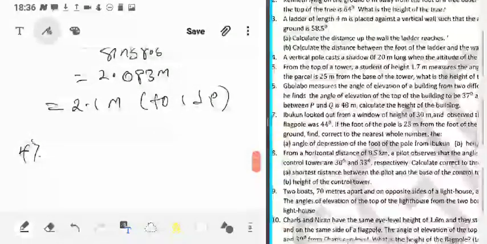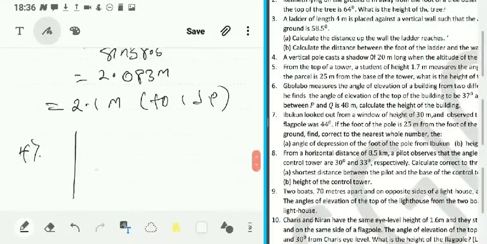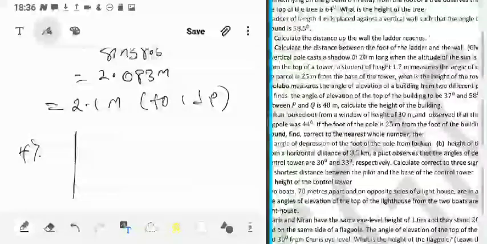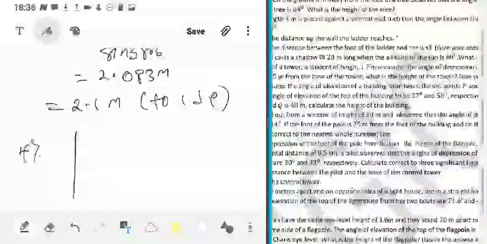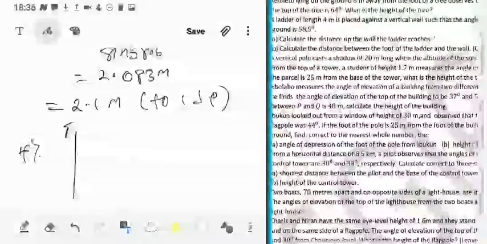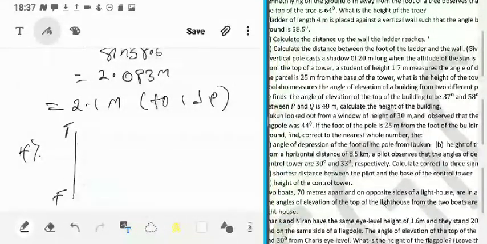A vertical pole casts a shadow. So this is, I've told you, a vertical line, and this is the pole. It casts a shadow of 20 meters long. You know the shadow is always on the ground. So if this is the top of the pole, this is the foot of the pole. A shadow will always be on the floor.